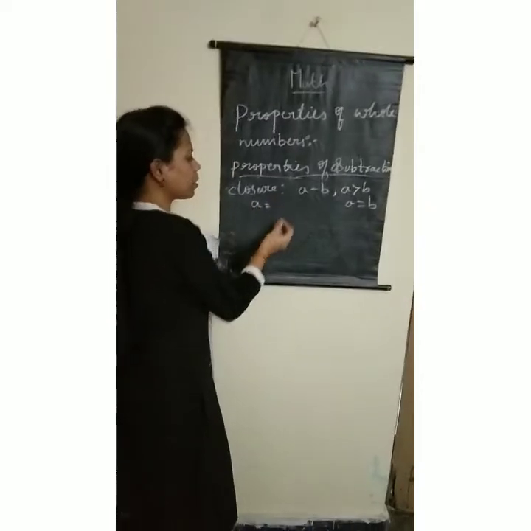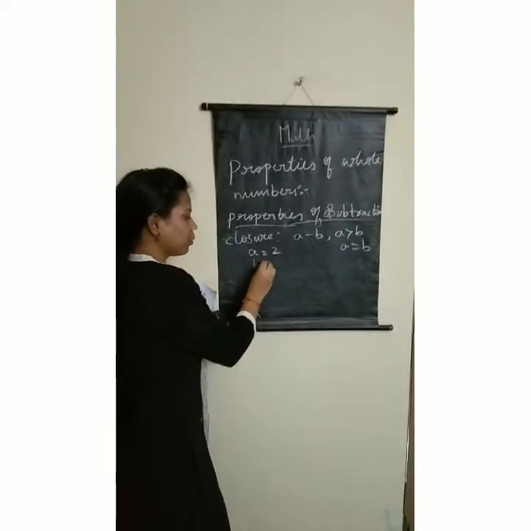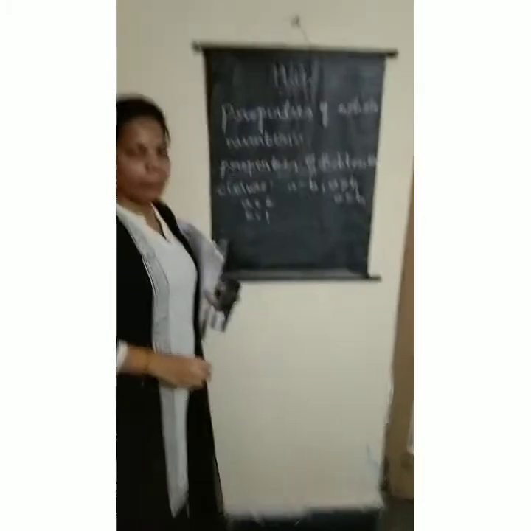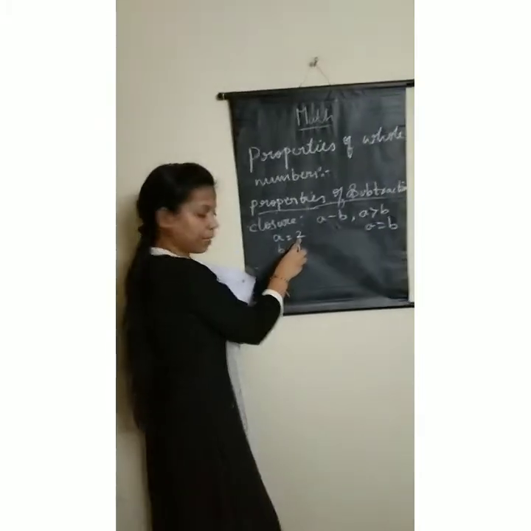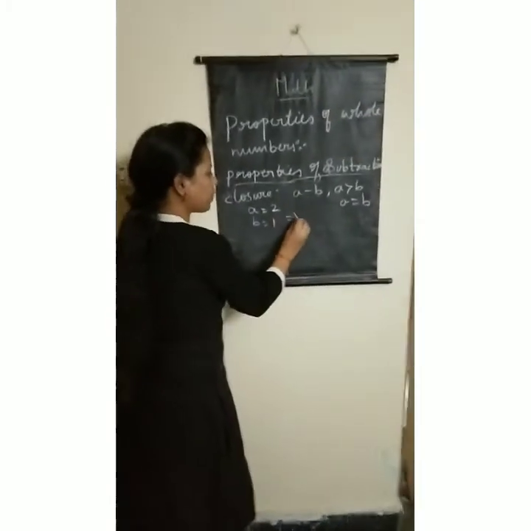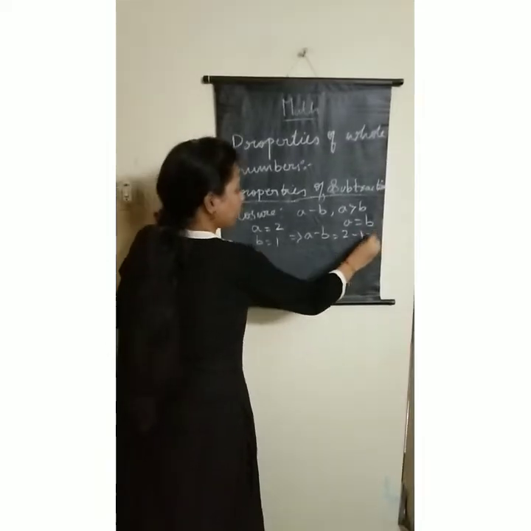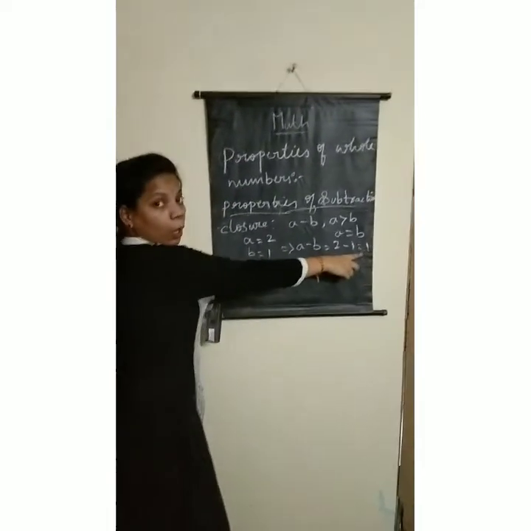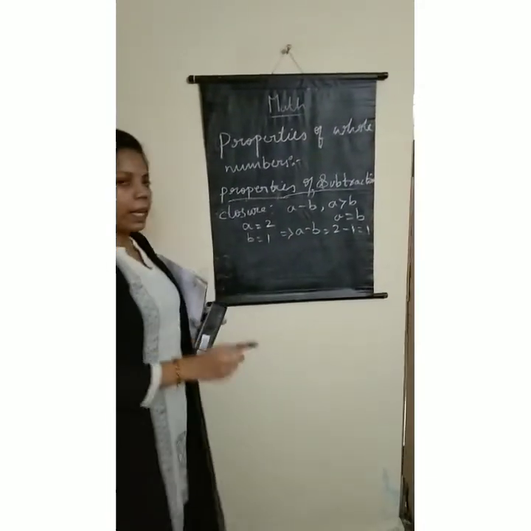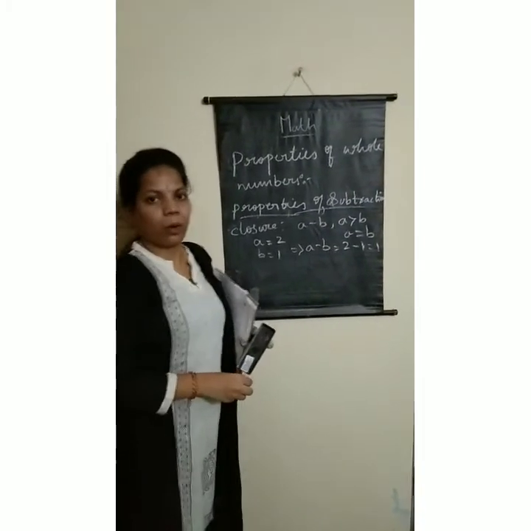If A is equal to 2 and B is equal to 1, here A is greater than B. So A minus B is equal to 2 minus 1, that is equal to 1. Again 1 is a whole number. So if A is less than B, then it cannot be defined in whole numbers.